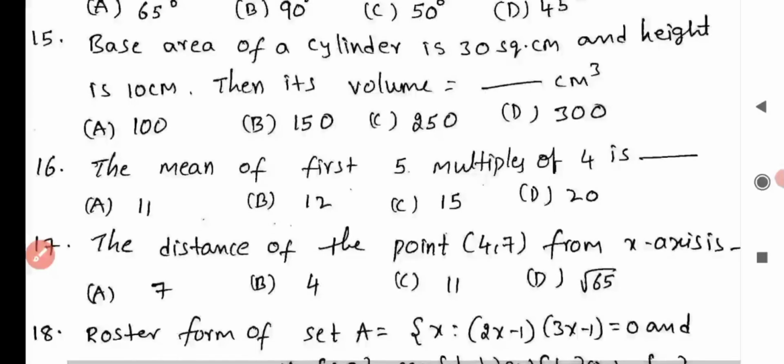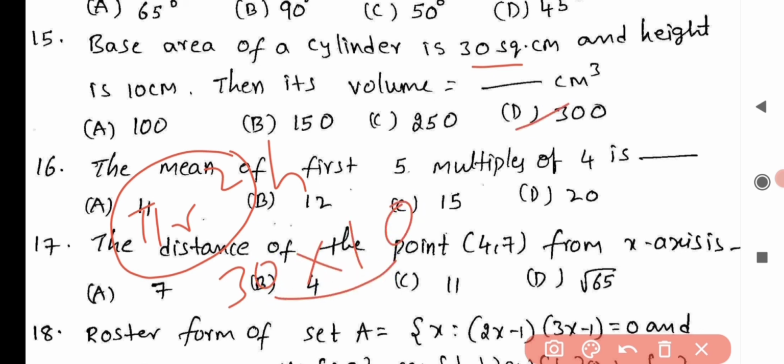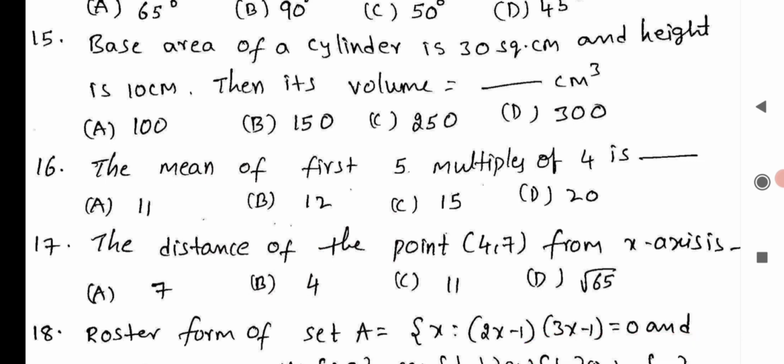Next, base area of a cylinder is 30 square centimeters and height 10 centimeters. Then its volume is what? Volume of cylinder is what? Pi r square h. So base of the cylinder is what? Circle. So already he gave area of the circle. What is that? 30 into height means what here? 10. So 10 into 30, 300. So option D.